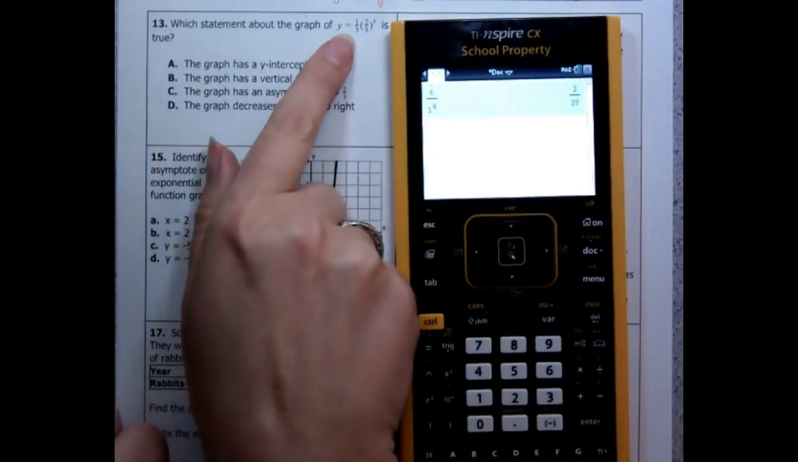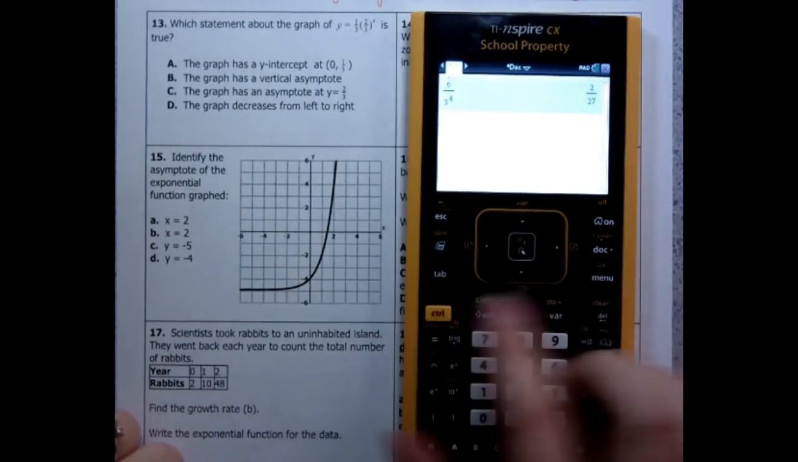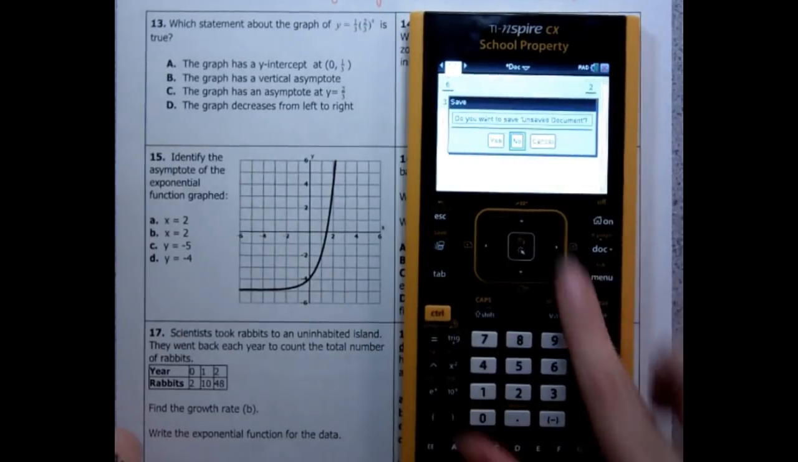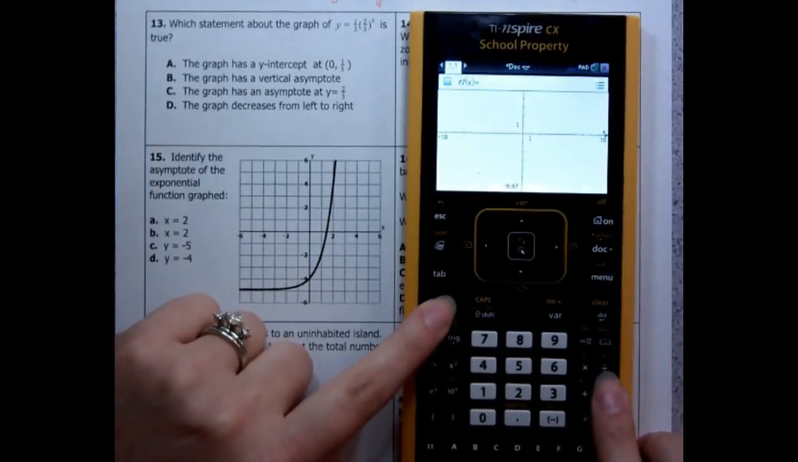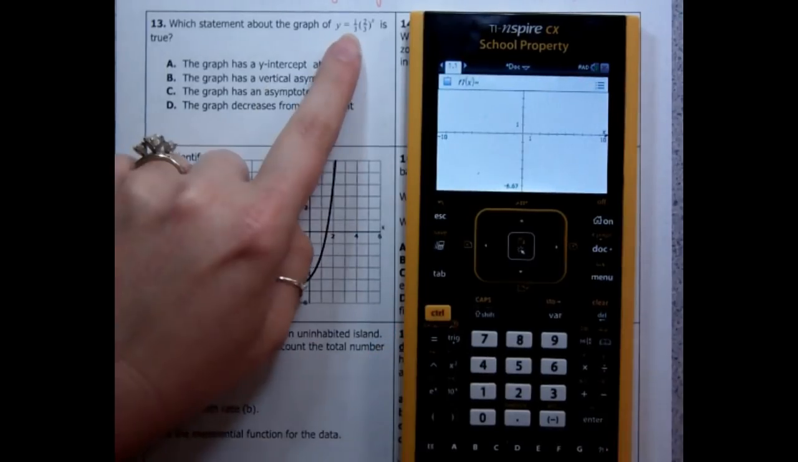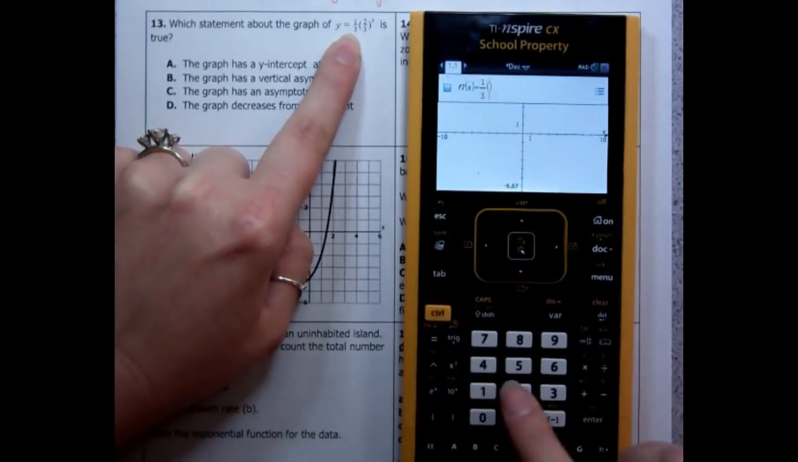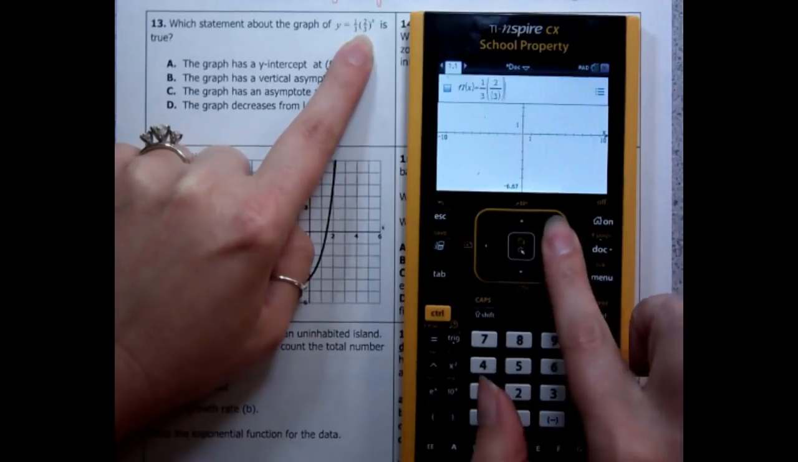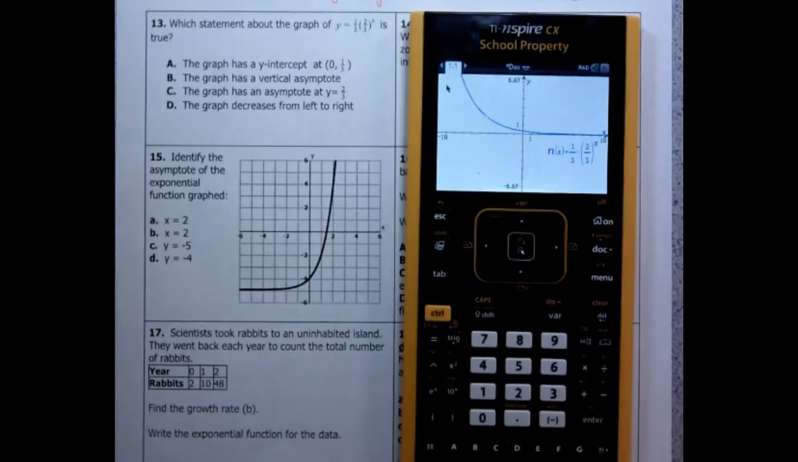All right, which statement about the graph of y equals 1/3 times 2/3 to the x power is true? So I am going to new docs, don't save, add a graph. Let's graph it and let's see. Make it a little darker so you can see it better. There we go. All right, so I need to put in a fraction. 1/3 times 2/3 to the power x. Okay, so which is true?